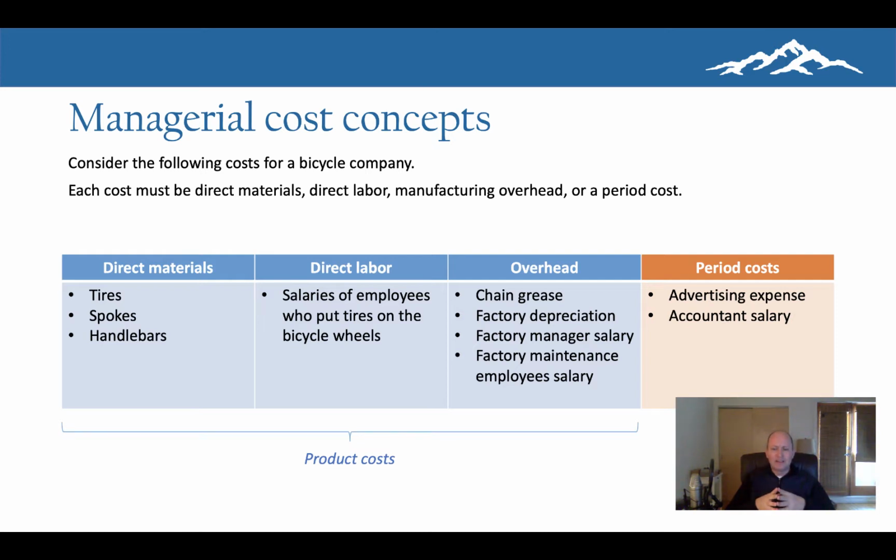Period cost, on the other hand, are things like advertising expense, accountant salary, CEO salary, office building depreciation, insurance on the automobile fleet, right? It can be any number of things in period cost. So you see here the product costs are directly tied to a specific product or set of products. Period costs are not. Hopefully that makes it a little clearer. This is another area we'll spend a lot of focus through the rest of the semester.